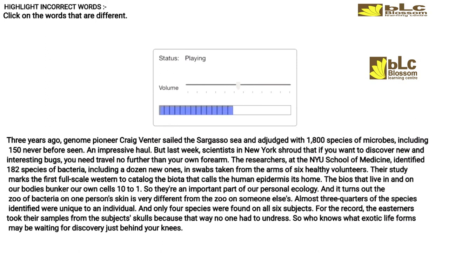The microbes that live in and on our bodies outnumber our own cells 10-1, so they're an important part of our personal ecology. And it turns out the zoo of bacteria on one person's skin is very different from the zoo on someone else's. Almost 3/4 of the species identified were unique to an individual, and only 4 species were found on all 6 subjects. For the record, the researchers took their samples from the subjects' forearms because that way no one had to undress. So who knows what exotic life forms may be waiting for discovery just behind your knees. Thanks for the minute. For Scientific American's 60 Second Science, I'm Karen Hopkin.